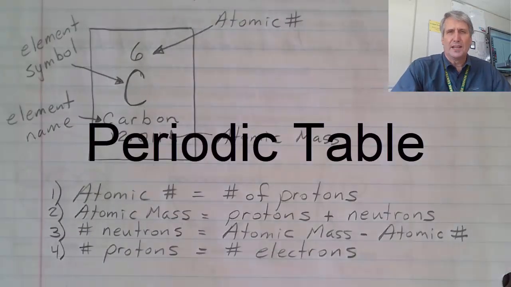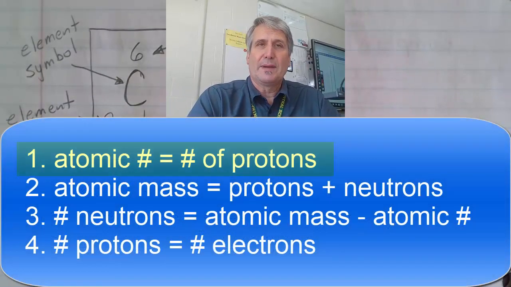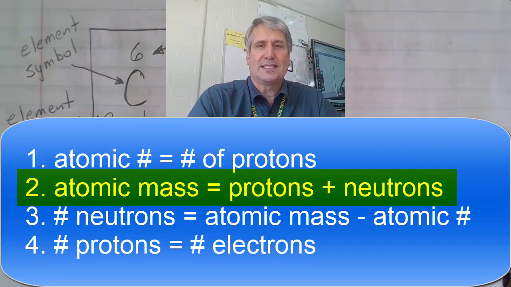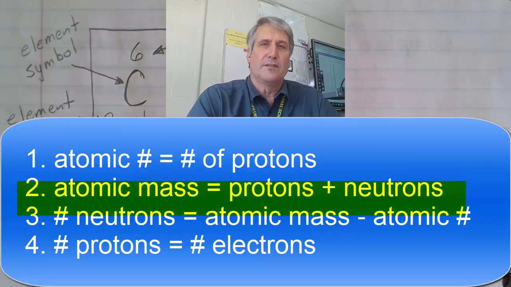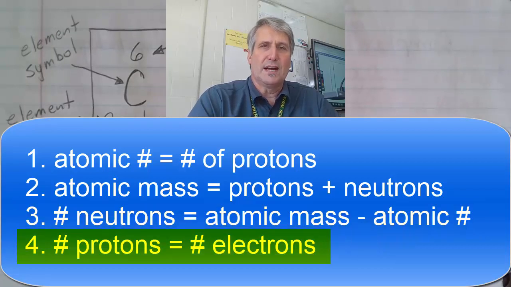The periodic table gives you all the information you need to calculate the number of protons, neutrons, and electrons that an atom has. You should memorize the following rules. The atomic number equals the number of protons. The atomic mass is equal to the number of protons plus the number of neutrons. To find the number of neutrons, you subtract the atomic number from the rounded off atomic mass. And finally, the number of protons is equal to the number of electrons.